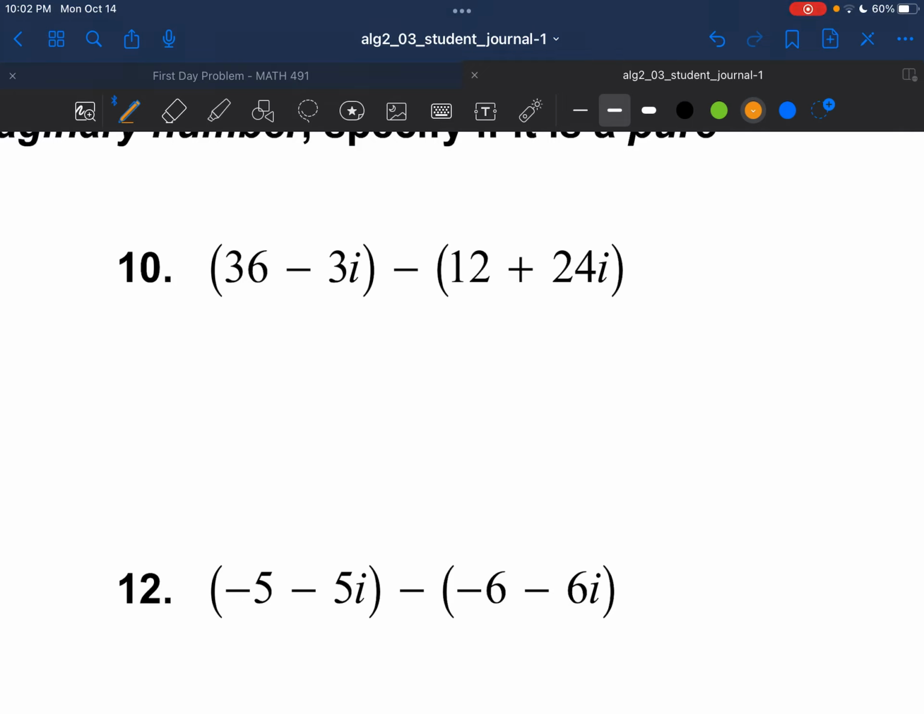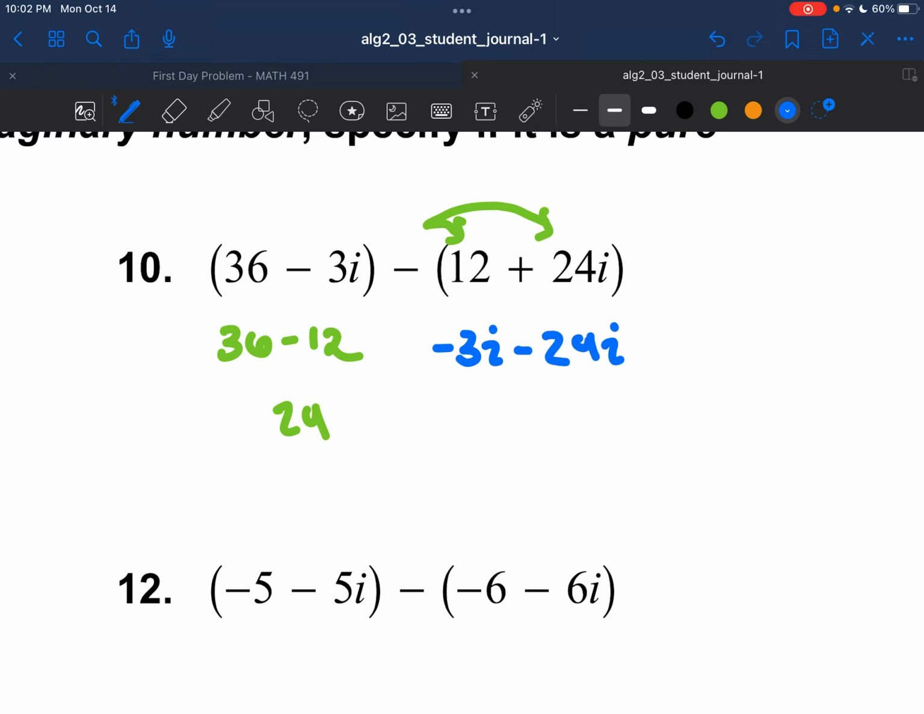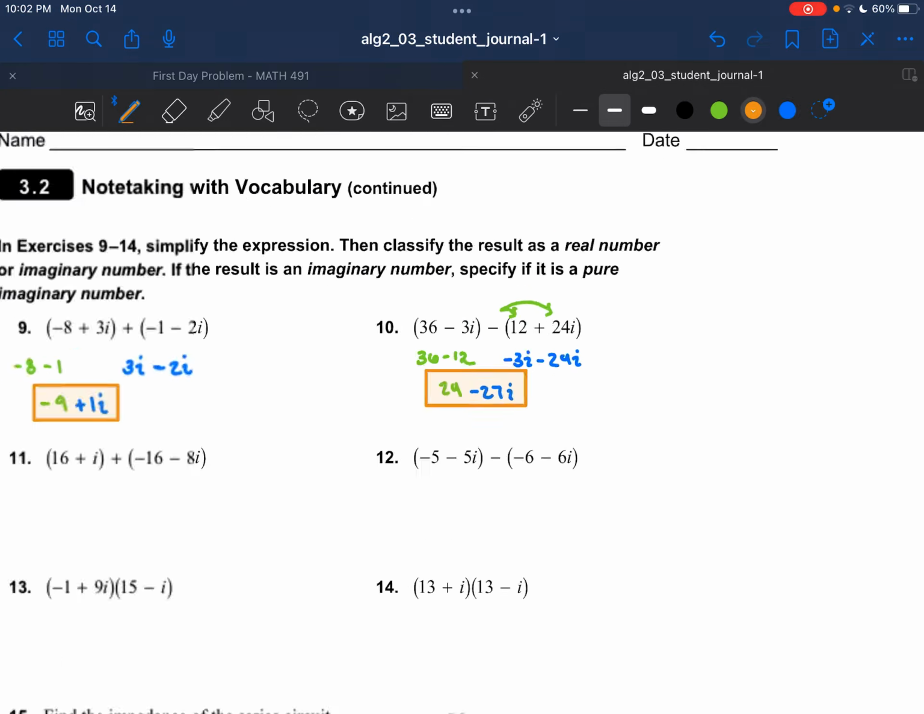Okay. Same thing here, but instead of adding them, we're just going to go ahead and subtract them. But here is the deal. Some students prefer to distribute the negative so that they remember that it's subtraction. So, do my reals. So that's 36 minus 12, which is 24. And then we also have negative 3i minus 24i, and that is negative 27i. And that is it for that one.